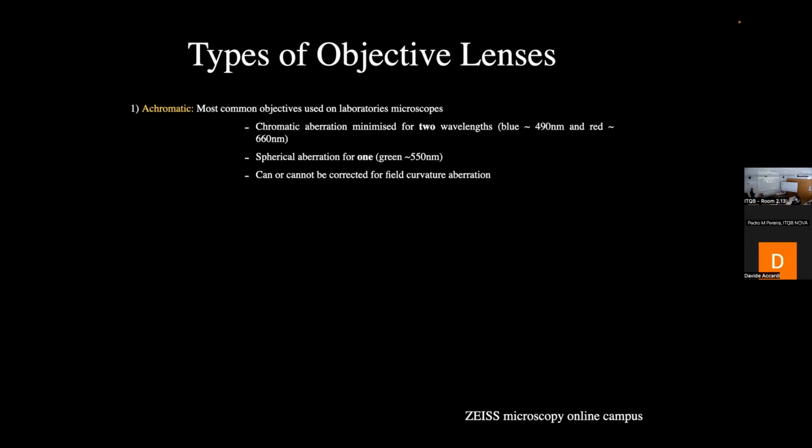They are chromatically corrected for two wavelengths, the blue and the red, 490 nanometers and 660 nanometers, and they are spherically corrected for green, and only for green, approximately 550 nanometers.